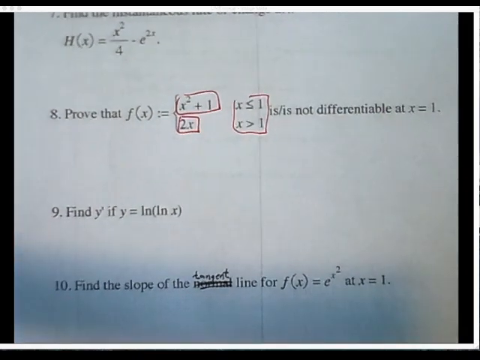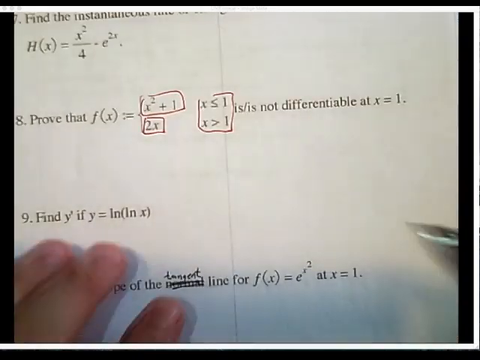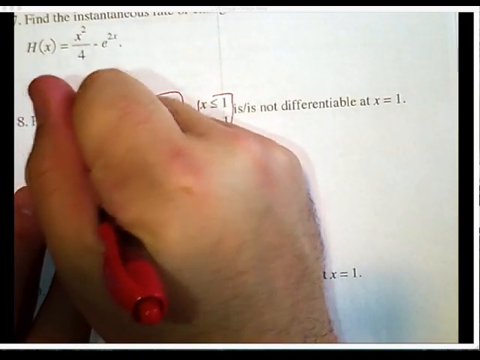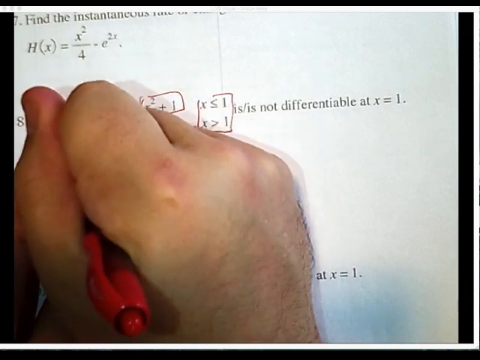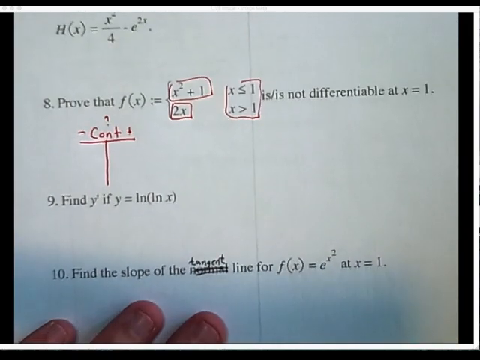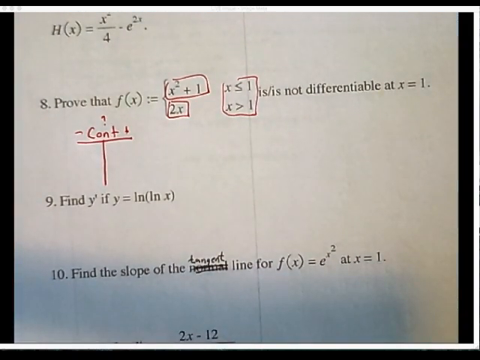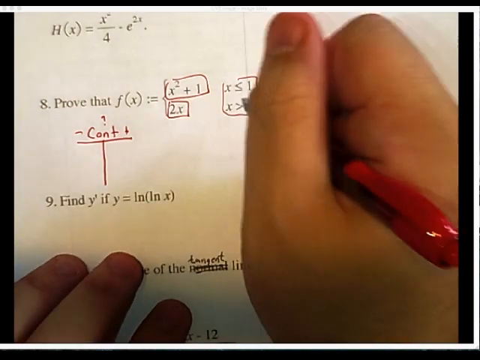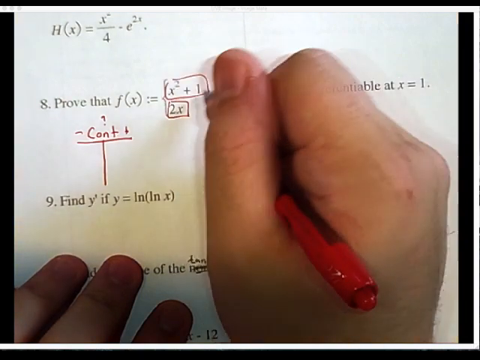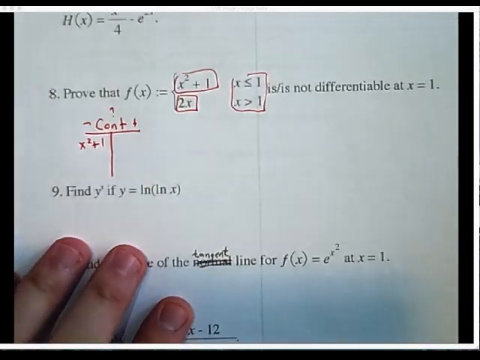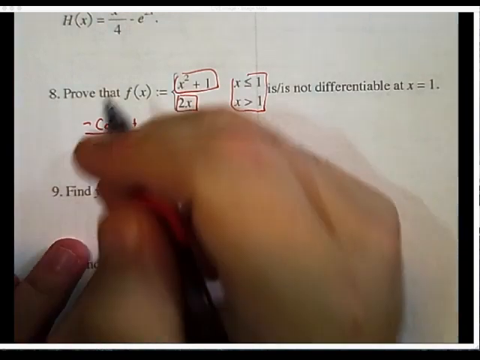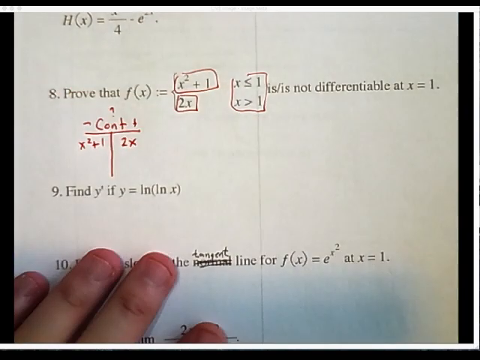Before it can be differentiable, is it continuous? I don't know. So does the left limit equal the right limit? Does the limit exist, and does the limit equal the function value? Coming in from the left side, it's x squared plus 1. That's what the function is. Coming in from the right side, it's 2x.